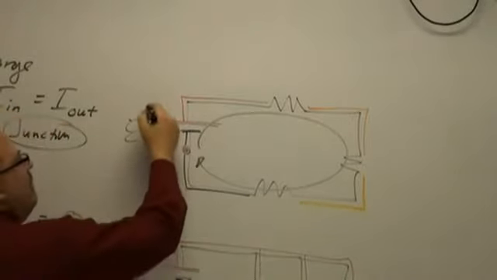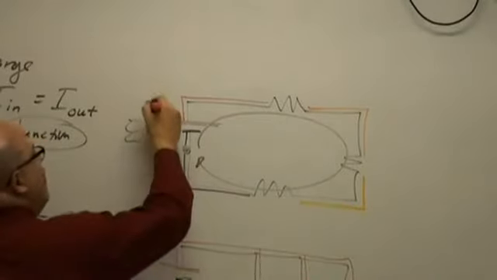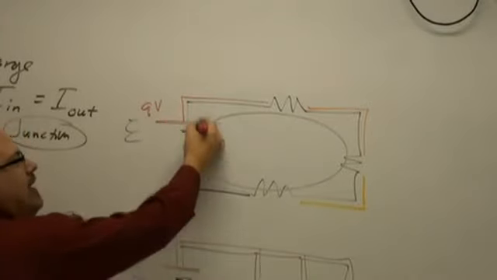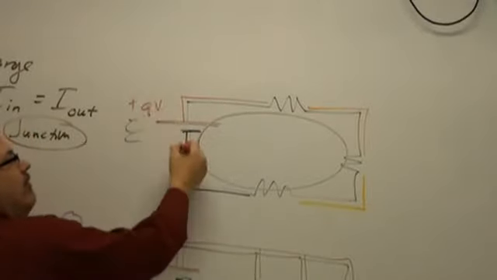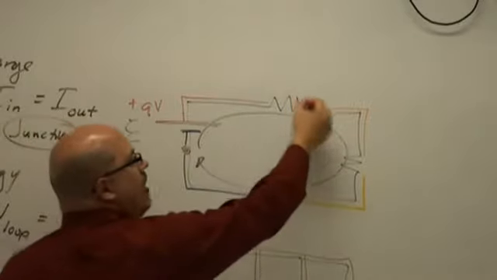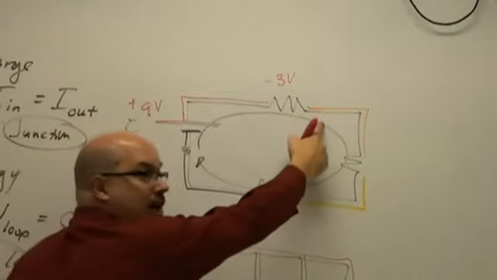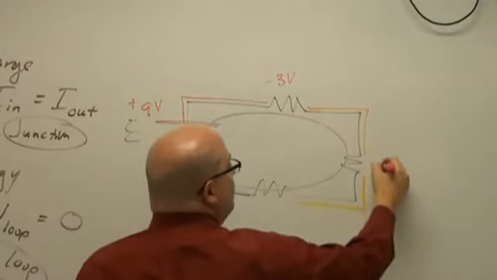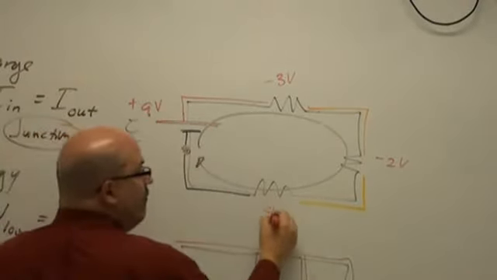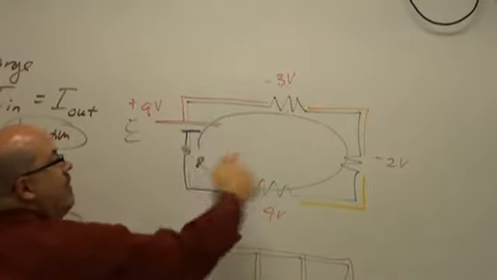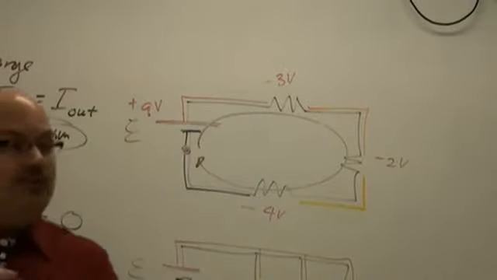So for instance, if this was a 9-volt battery right here, when I go from here to here, am I going up or down in volts? I just added 9 volts. Then when I go across this one, let's say it consumes 3 volts. It takes 3 volts away, right? And let's say this one consumes 2 volts. Then this one's going to have to consume 4 volts, so that I'm back down to plus 9, minus 9. I'm back to a net change of 0.